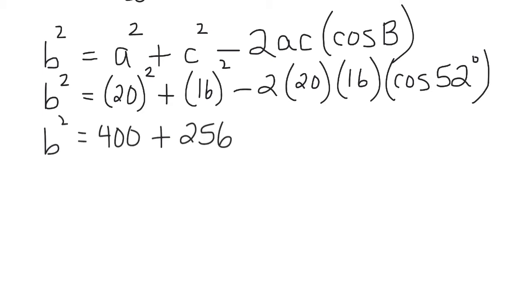Now we have a long multiplication expression that needs to be performed here. But what I want to do is first calculate what the cosine of 52 degrees is. Once I figure that out, then I can worry about completing this multiplication. So what I'm going to do is recopy the minus sign, recopy the 2, recopy 20 and 16, but I am going to go ahead and put cosine of 52 into my calculator. Now remember, you want to make sure that your calculator is in degree mode because we are working with angles measured in degrees.